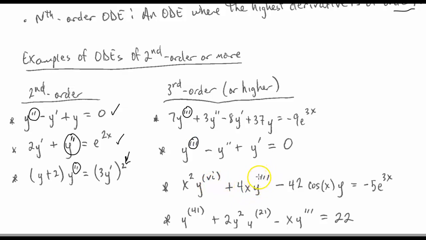What you see here, if you don't recognize this, this is saying we have a sixth order ODE. So that's my example of something that's higher than third order. And of course, this is the 41st order ODE. Again, I don't see why we would need to do anything that high as far as derivatives are concerned, but I wanted to just give you some examples there, okay? All right, so let's move on and let's talk about these techniques.